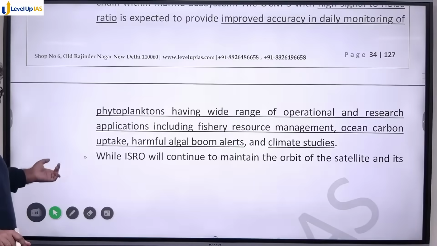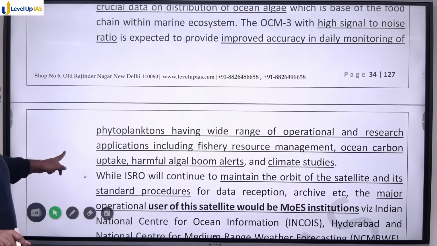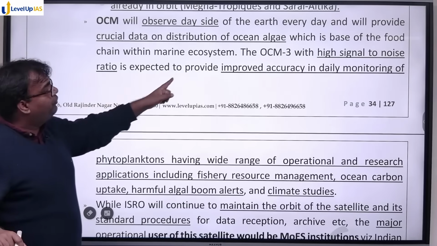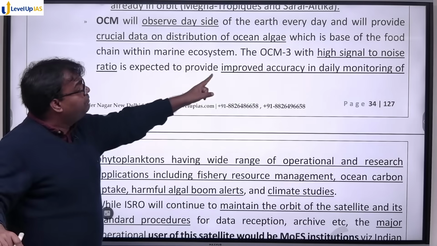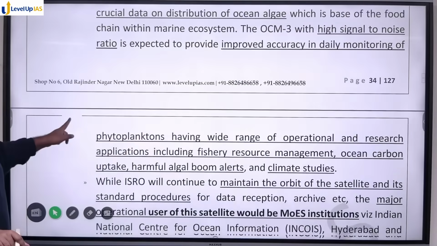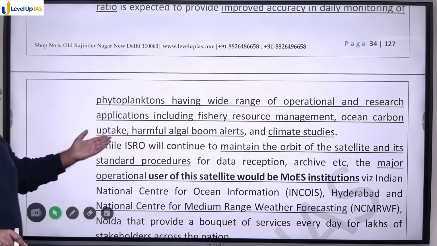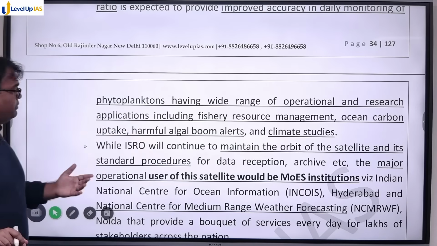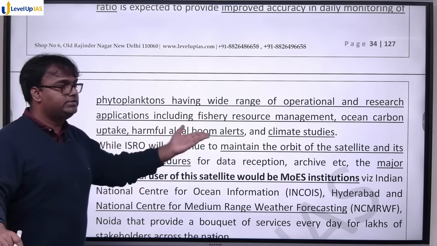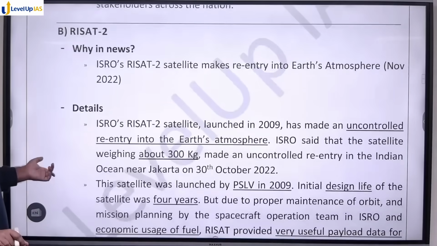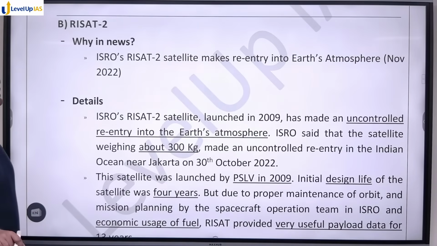Then let's go to here. All this will improve the accuracy and is expected to provide improved accuracy in daily monitoring of phytoplanktons having wide range of operational and research applications including fishery resource management, ocean carbon uptake, harmful algal bloom alerts and climate studies. Fine, let's go to radar imaging satellites.